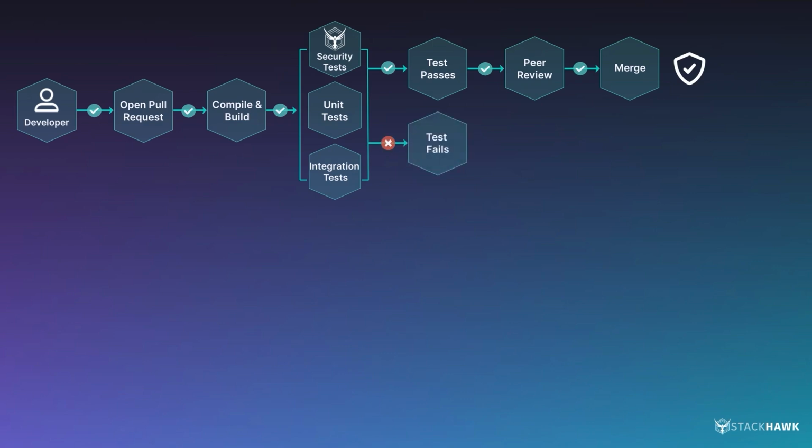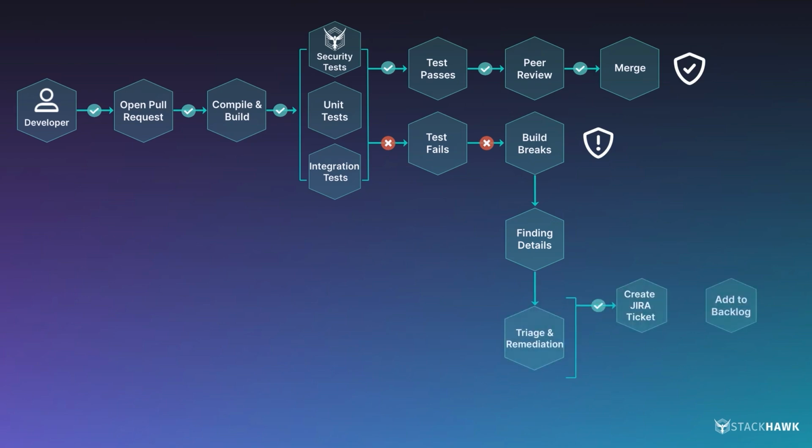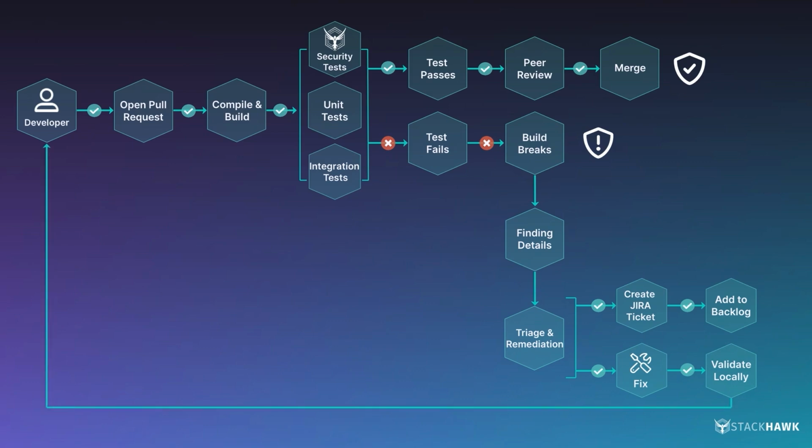But if any tests fail, we want to break the build in order to stop the PR and alert the developers so they can address the issue before continuing. StackHawk can optionally break the build at this stage when new vulnerabilities are found and draw the developer's attention to new security findings. The developer can triage those findings, for instance by creating a Jira ticket to be added to the backlog for prioritization. Or, more commonly, the developer can make use of our remediation tools to quickly reproduce, analyze, and fix the vulnerability. Then validate that fix locally, and then commit the fix back to the PR to go through the process all over again, this time hopefully passing all automated tests.